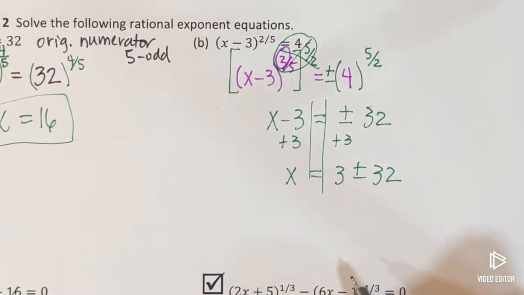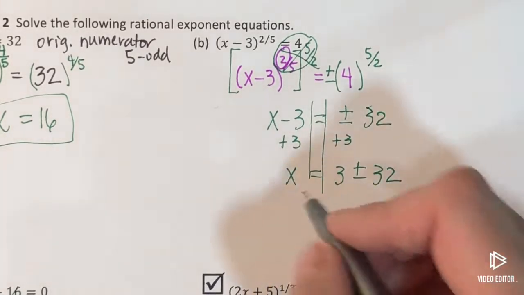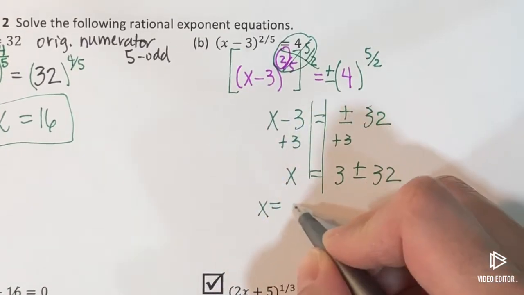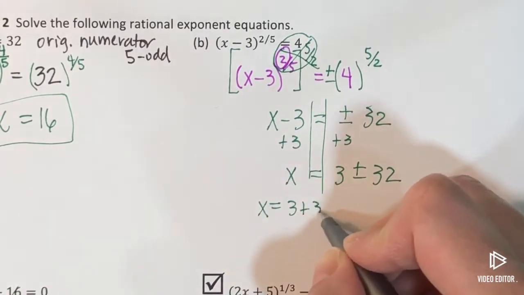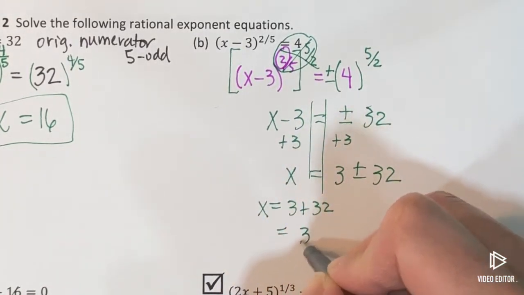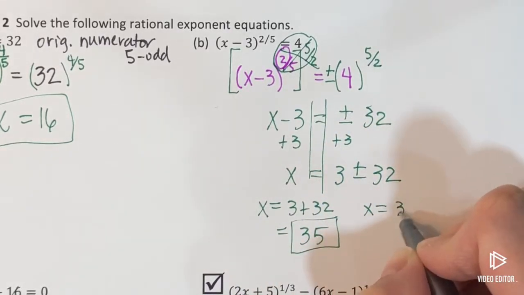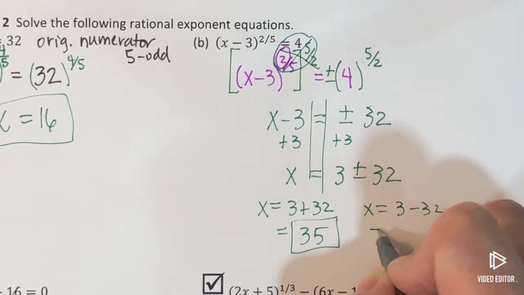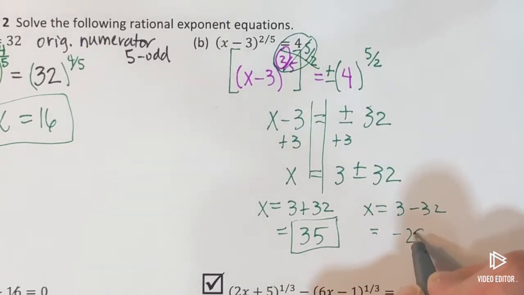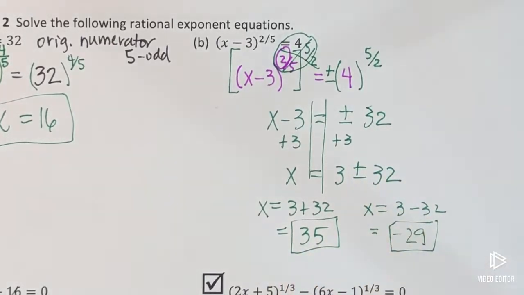Because I could put 3 and 32 together, I can actually clean this up. So it will be 3 plus 32, which is 35. That's one answer. And it'll be 3 minus 32, which is negative 29. So there's my other answer.